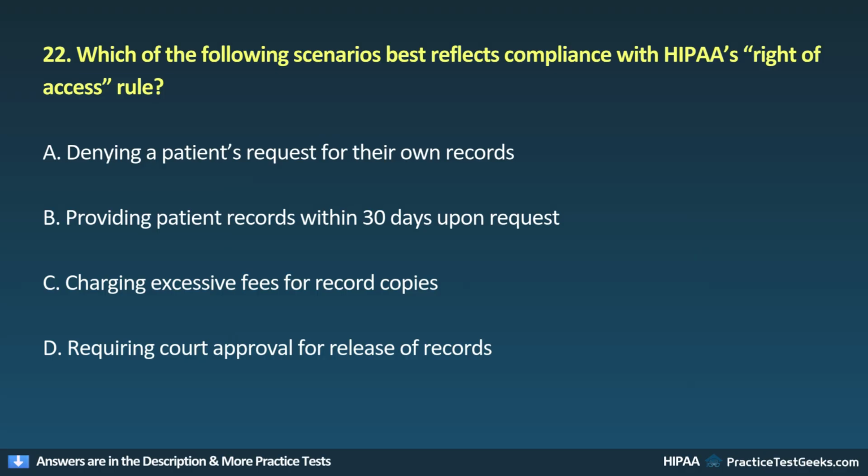22. Which of the following scenarios best reflects compliance with HIPAA's right of access rule? A. Denying a patient's request for their own records. B. Providing patient records within 30 days upon request. C. Charging excessive fees for record copies. D. Requiring court approval for release of records.